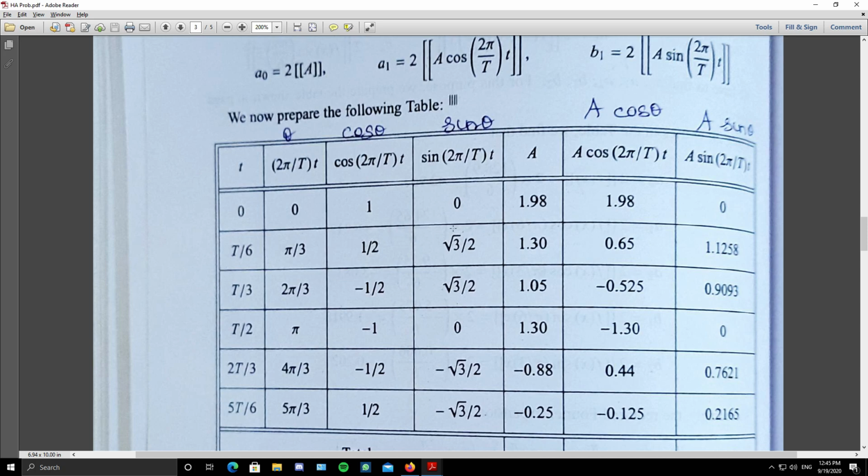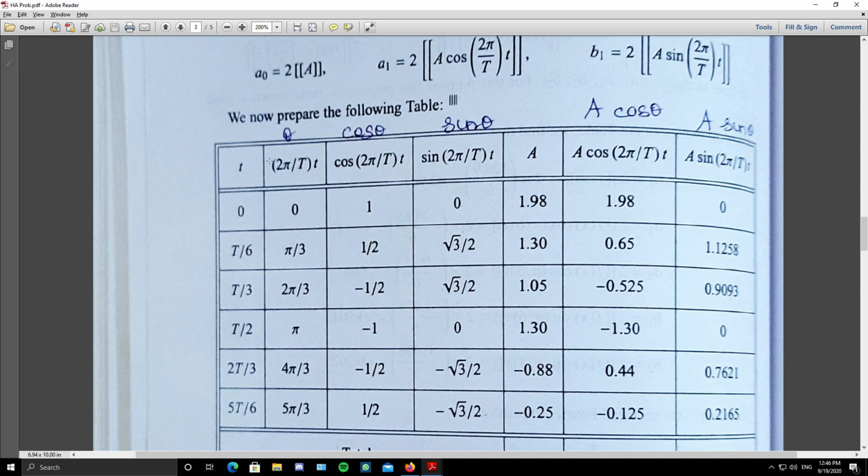Then what is theta? Theta is 2 pi by T into t. So 2 pi by capital T is a constant. So 2 pi by T into 0 is 0. 2 pi by T into T by 6, capital T gets cancelled, pi by 3. 2 pi by T into T by 3, 2 pi by 3. 2 pi by T into T by 2, pi. 2 pi by T into 2T by 3, 4 pi by 3. 2 pi by T into 5T by 6, 5 pi by 3.